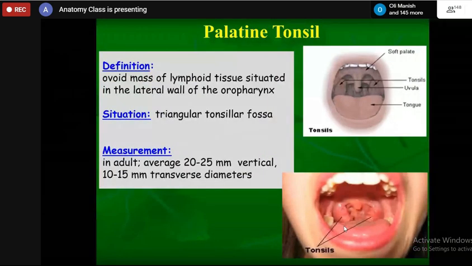Now the gross part of the palatine tonsil. How does it look? How do you define the palatine tonsil? This one is the ovoid mass of lymphoid tissue which is present on the lateral wall of the oropharynx. Now what is the location of the palatine tonsil? The tonsillar fossa is the location. Now the measurement in adults is on average 20 to 25 mm vertical and 10 to 15 mm transverse diameter. You just see those are present on the lateral wall of the oropharynx.